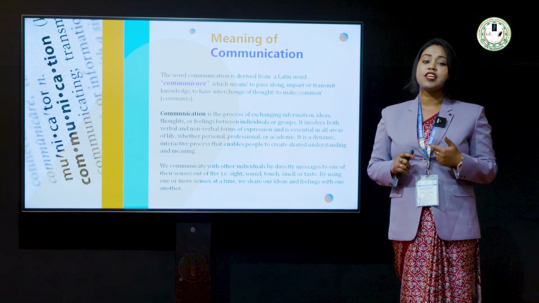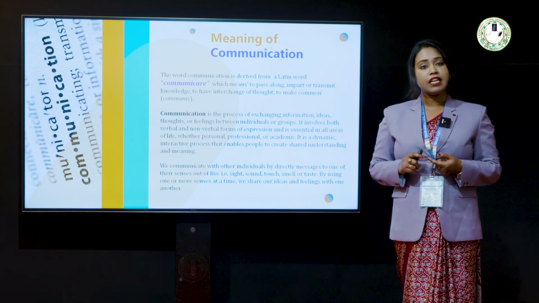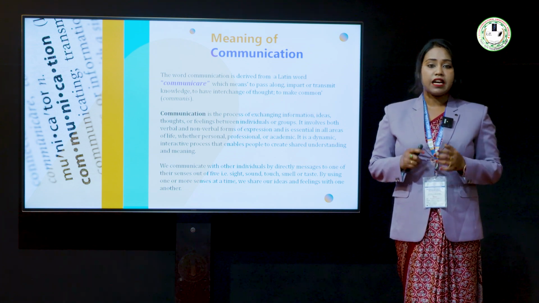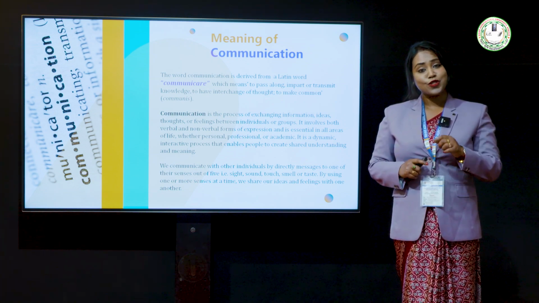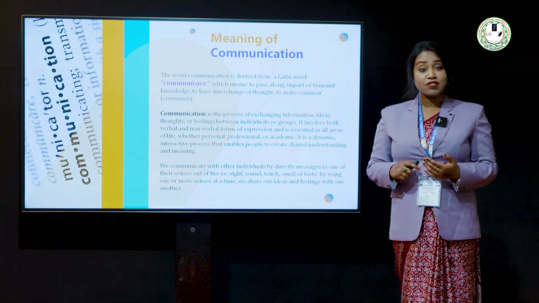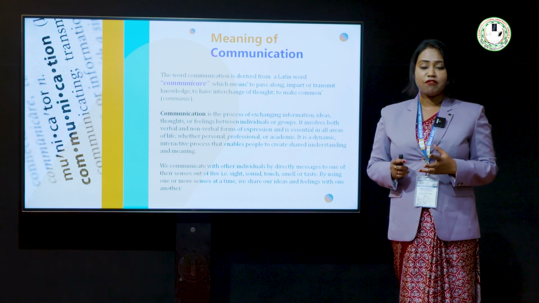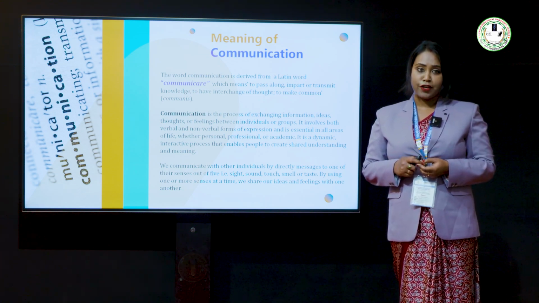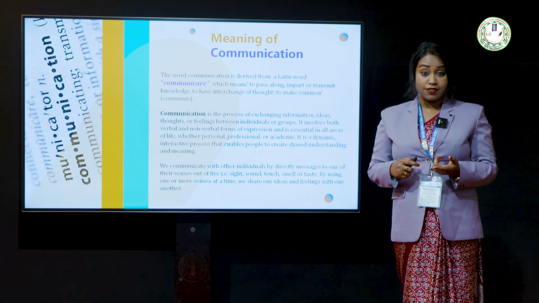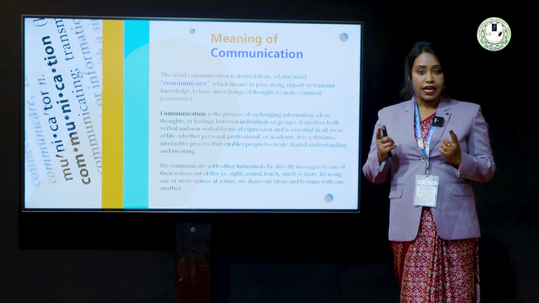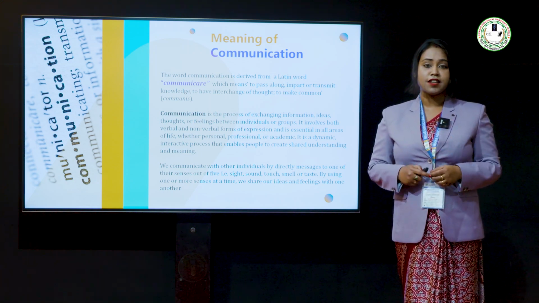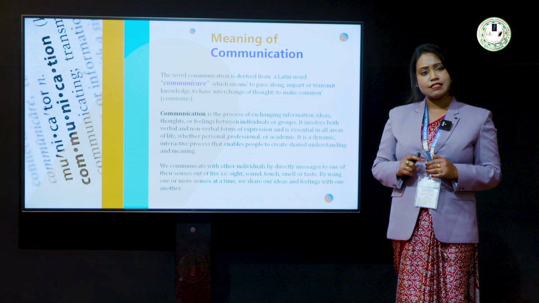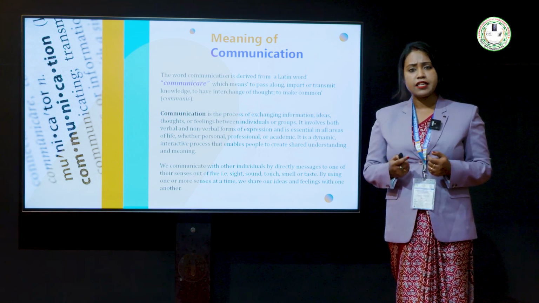So communication is the process of exchanging information, ideas, thoughts, feelings between individuals or groups so that the group members or the particular individuals build a relationship of commonality, so that messages or information can be transferred from one to another in a very quick way, and the perceived messages or knowledge are gained in a very effective way. We communicate with other individuals by directing messages to one of our five senses: sight through our eyes, sound through our voice, touch, smell or taste. By using one or more senses at a time, we share our ideas and feelings with one another.